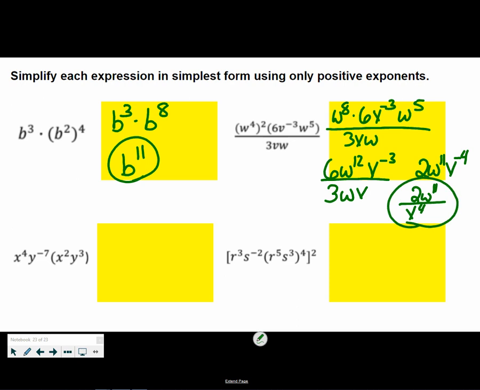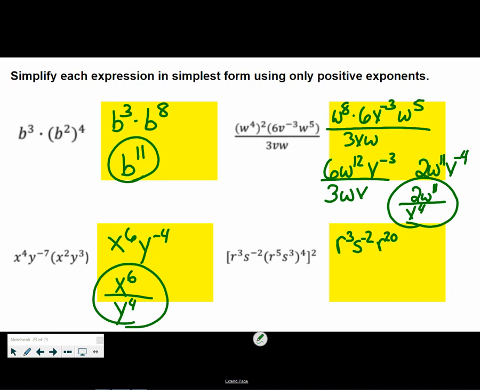For this one, I'm going to multiply first. X to the 4th power times x to the 2nd is x to the 6th. Negative 7 plus 3 is y to the negative 4th. Reverse the y, so I get x to the 6th over y to the 4th. For this one, I'll do the most inside one first. So r to the 3rd, s to the negative 2, r to the 20th, s to the 12th, with second power. So combine inside, r to the 23rd, s to the 10th, raised to the second power. So I get r to the 46th and s to the 20th.